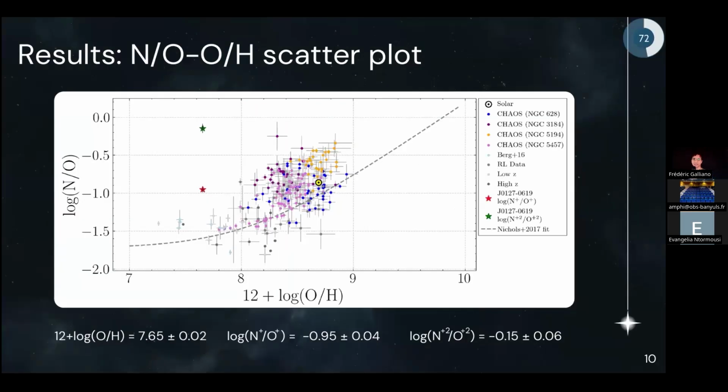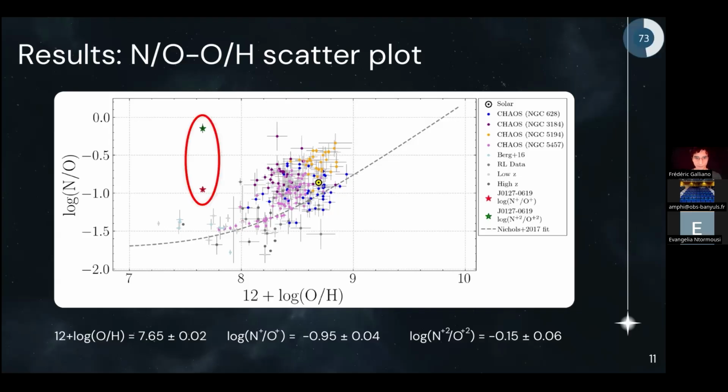So using PyNeb, we estimated the chemical abundances, the ionic abundances of different elements in our galaxies, and we first plotted the relationship between the ratio of the ionic abundances of nitrogen and oxygen against the oxygen abundances of our galaxies. In order to use as a reference, we also plotted in this diagram those same values, but for different galaxies in the CHAOS survey, as well as using galaxies from low and high redshifts.